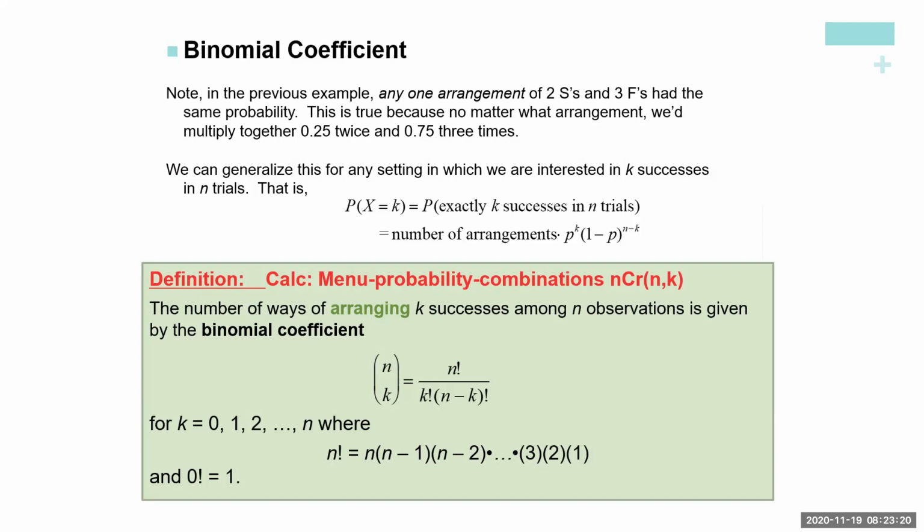So on the calculator, you can hit menu, probability, combinations, and it's going to give you this little nCr. You're going to put your number of trials. If we're looking at our blood example, you would put 5 and 2, because we wanted 2 type O.